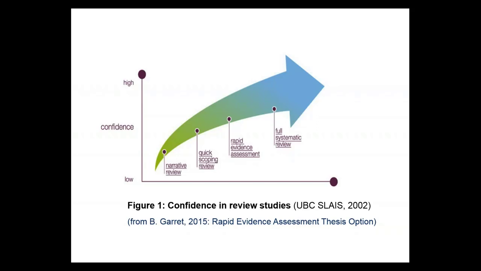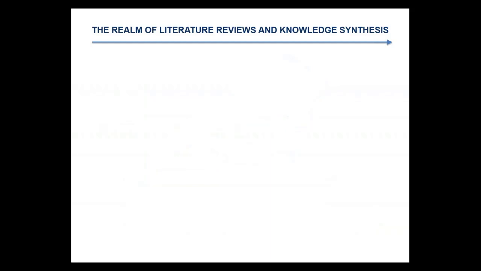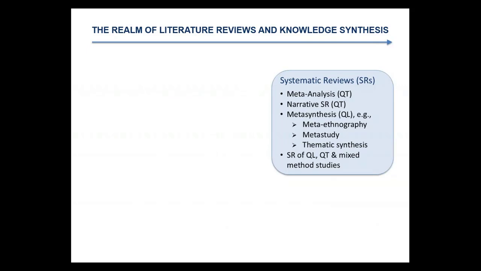So we've tried to build on this. And so we acknowledge there's some kind of continuum, whether it's about rigor or confidence, or something else, something more complex, we don't really know. But we agree that the systematic reviews, of which there are many, many types, are very, very rigorous, and we can have a lot of confidence in the findings that they are providing. Rapid evidence review being a more scaled-down version.